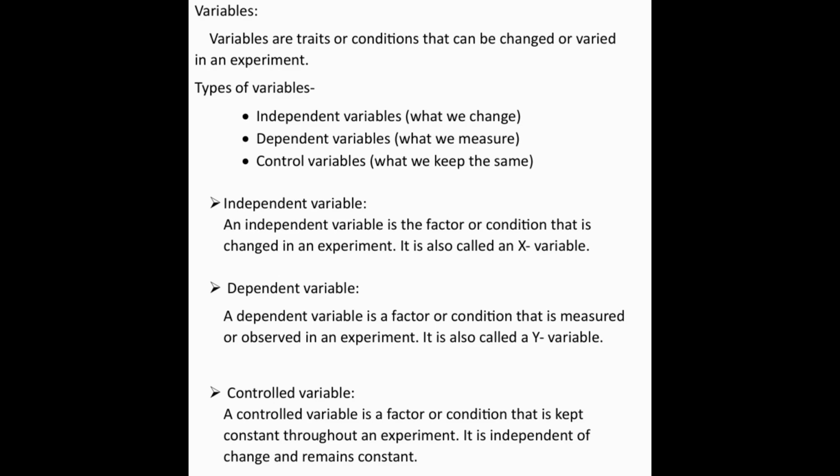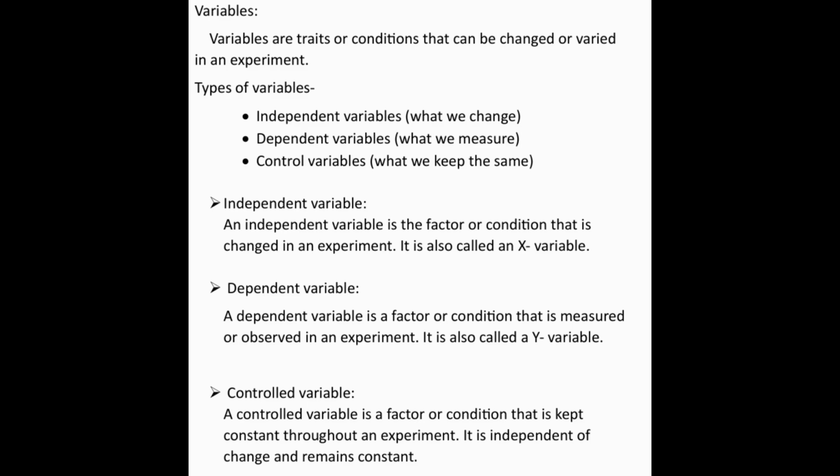Variables are mainly of three types. First, independent variable. Second, dependent variable. Third, controlled variable. Now students, what is independent variable? Independent variable is the factor or condition that we change in an experiment. It is also called the input variable. In simple words, it is what we change. For example, in our catapult experiment, if we change the force applied, then force is the independent variable, because we are changing it.